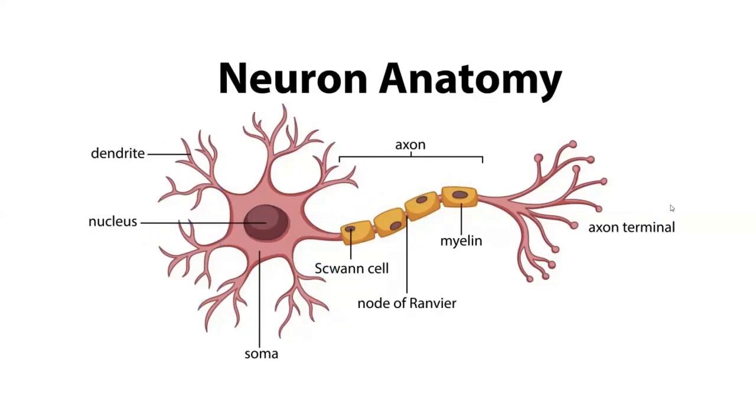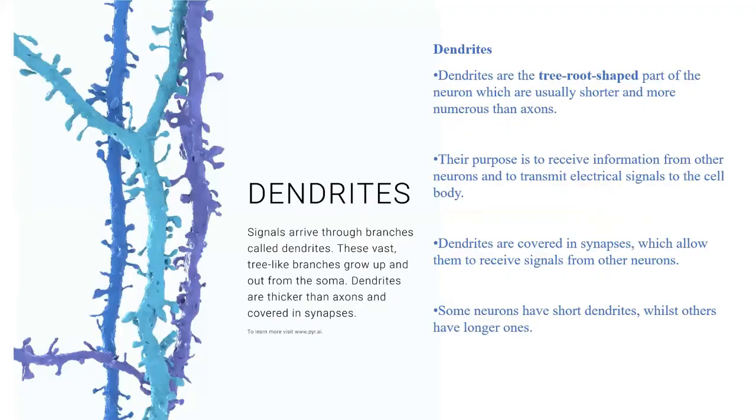Moving on, let's understand about dendrites. Dendrites are tree root shaped parts of the neurons, which are usually shorter and more numerous than axons. Their purpose is to receive information from other neurons and to transmit electrical signals to the cell body. These are covered in synapses, which allow them to receive signals from other neurons. Some neurons have short dendrites while others have longer ones.